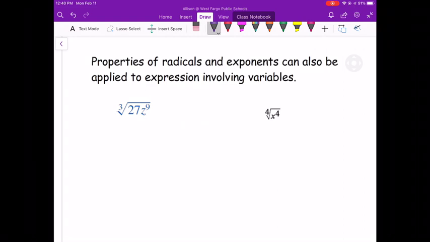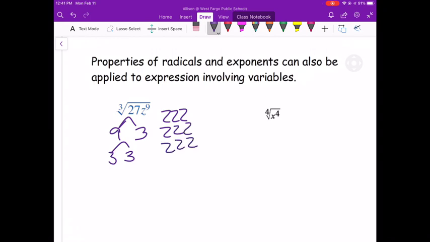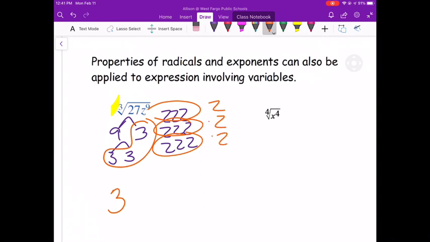You can apply the same properties with variables. This is a review from Algebra 1, but we'll do a couple here. If you have 27, you break it down with your factor tree: 9 times 3, 3 times 3, and then z to the 9th really is 9 z's. It's a cubed root, so you need groups of 3 to form a perfect cube. So these 3 3's, the cubed root of 27 is 3, so that comes out. And we have 1, 2, 3 z's, and z times z times z will be z cubed. Now I took everything out of the radical, so the radical is no longer necessary.